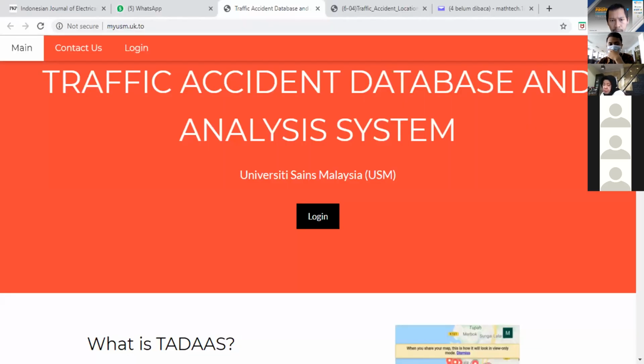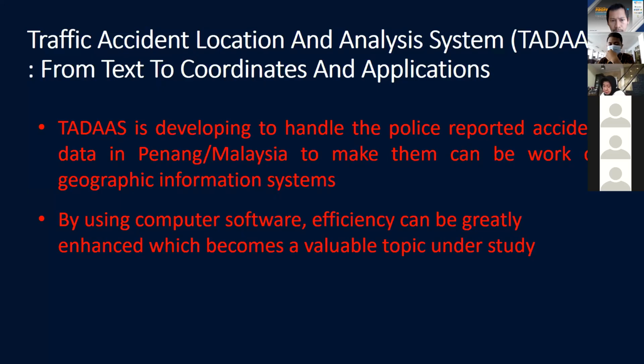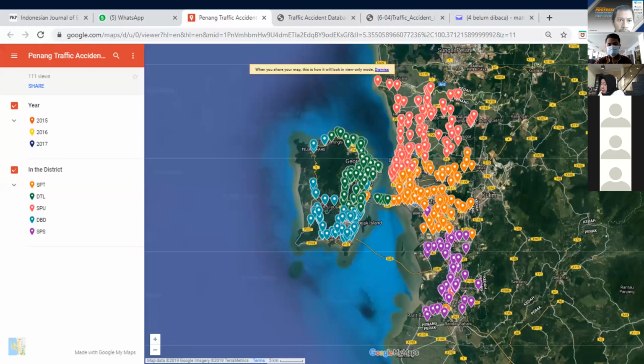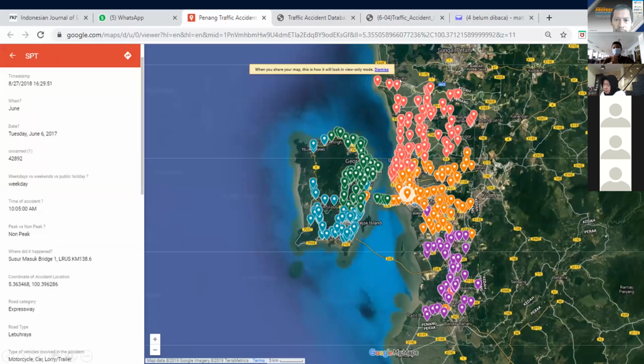Okay, and next, this is the website that we have started to develop on a traffic accidents database and analysis system. This one handles the police report accident data in Penang so it can work in a geographic information system. That's why I agree with Prof. Helen just now. Geographic information system needs to be considered an important tool in predicting road accidents, and definitely by using computer software, efficiency can be greatly enhanced, which becomes a valuable topic under study. So this is what is going on in Penang.